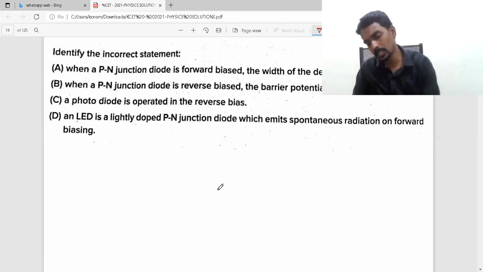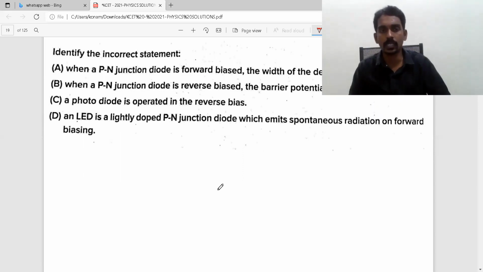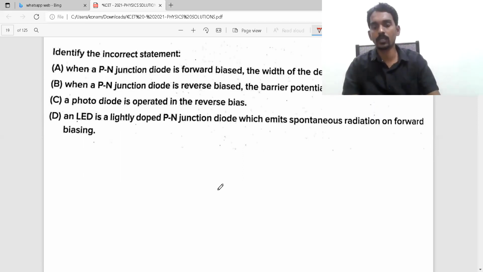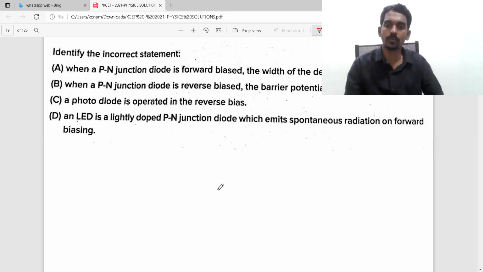Also one more thing, when they are asking about incorrect or correct, think about which options you are 100% sure about. Forget about the other options. Don't try to search for the answer first. Find the options you are sure about, so that you can solve the question.